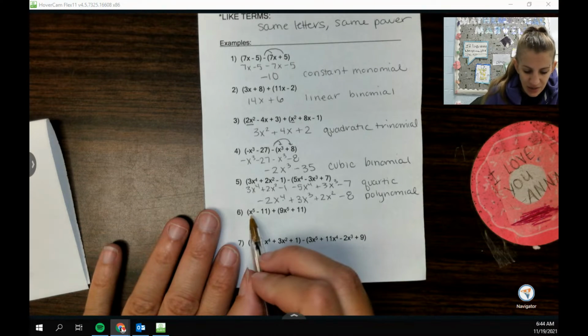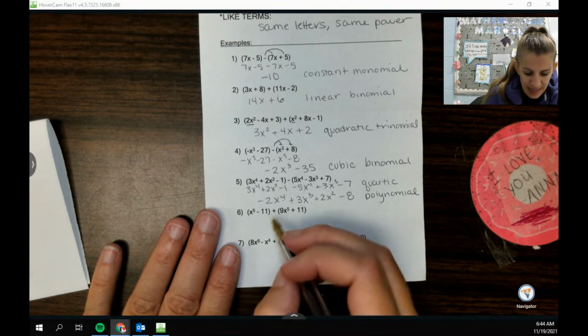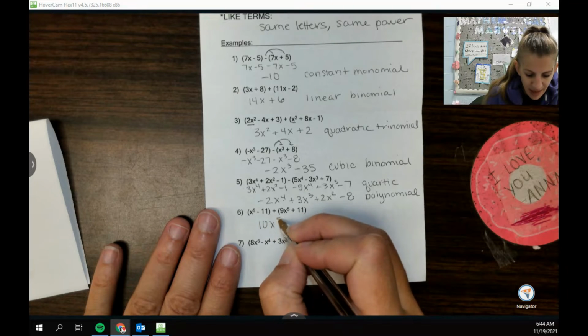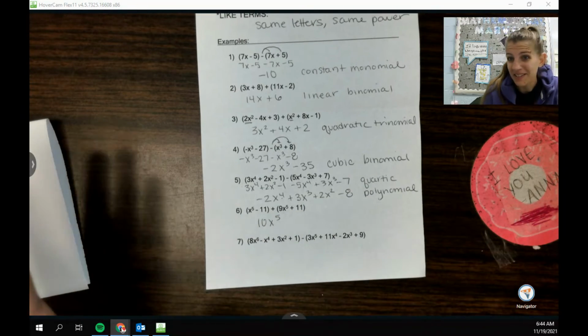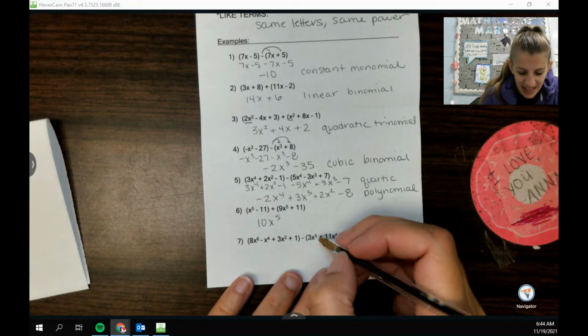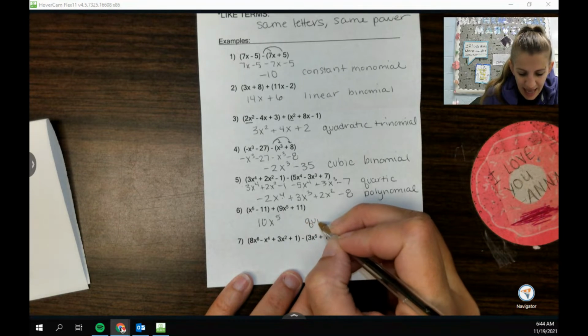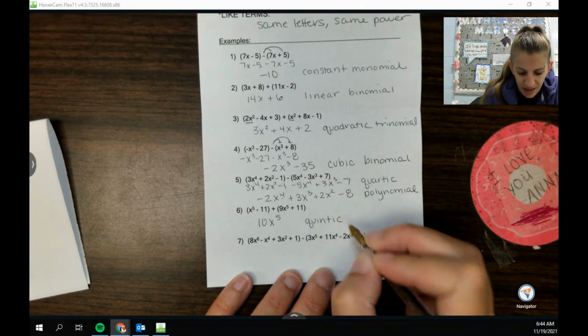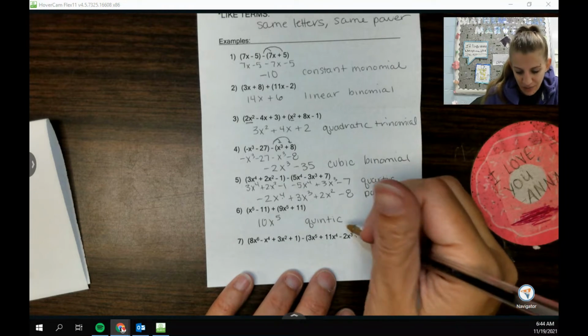Next, we have addition, so I can just combine like terms, and we got 10x to the fifth, and then none. So to the fifth power is a quintic. Only one term is a monomial.